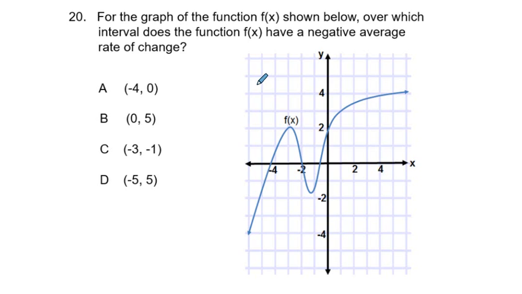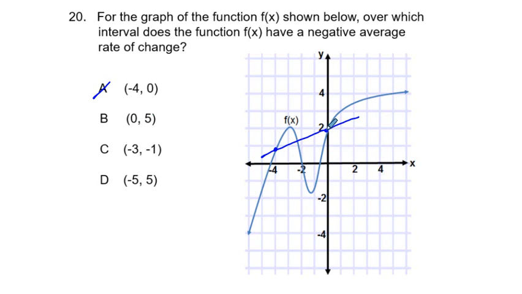This student I'm looking at got answer choice A to number 20, which is -4 to 0. So if we go from x equals -4 to x equals 0, the line connecting those 2 points is a positive sloped line, meaning that there is a positive rate of change between those 2 points. So A is not the right answer.